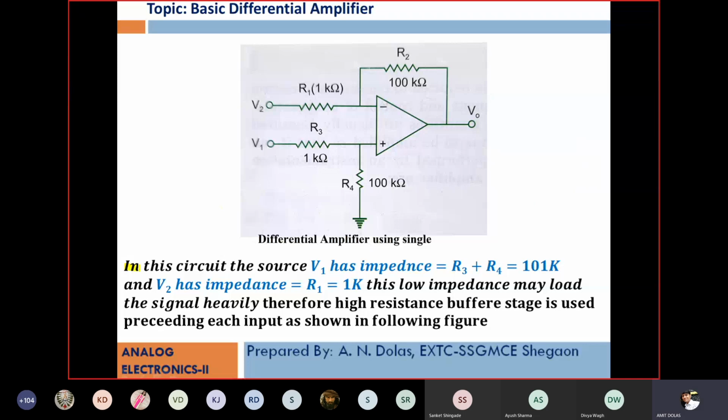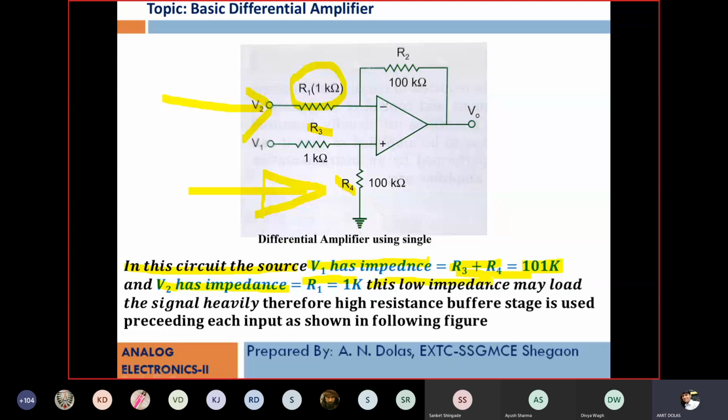Here in this circuit, source V1 has an impedance. If I see the impedance with respect to V1 here, then the impedance is the addition of these two resistances R3 and R4. So the impedance of the non-inverting terminal input is R3 plus R4. Putting in the values, it is about 101K. But at the same time, if we see the impedance of the V2 source, the impedance into the inverting terminal, it is only R1, and that is equal to 1K.